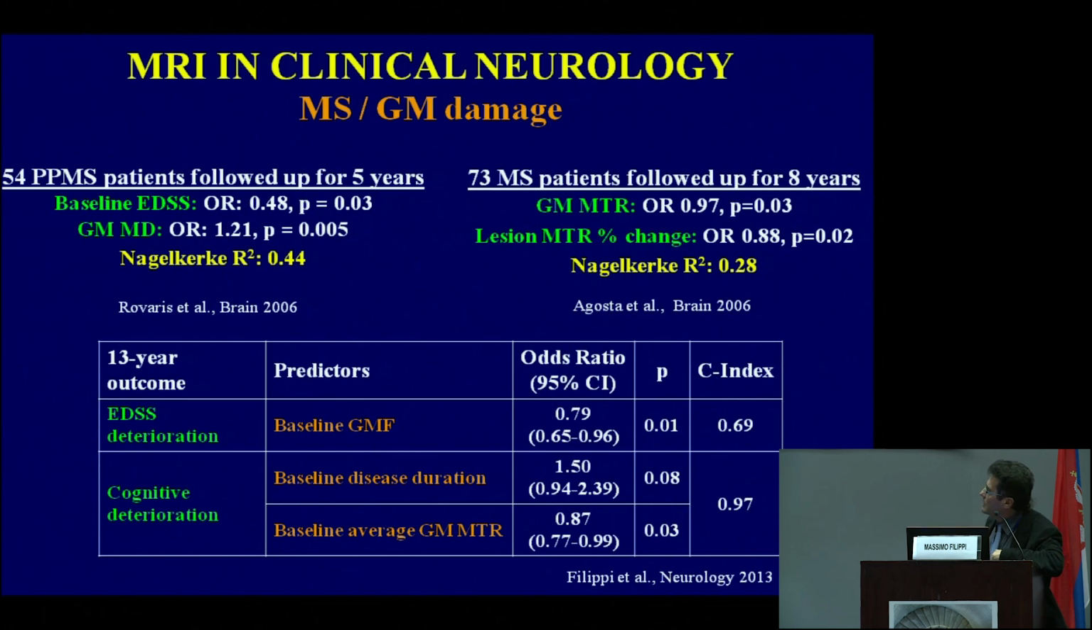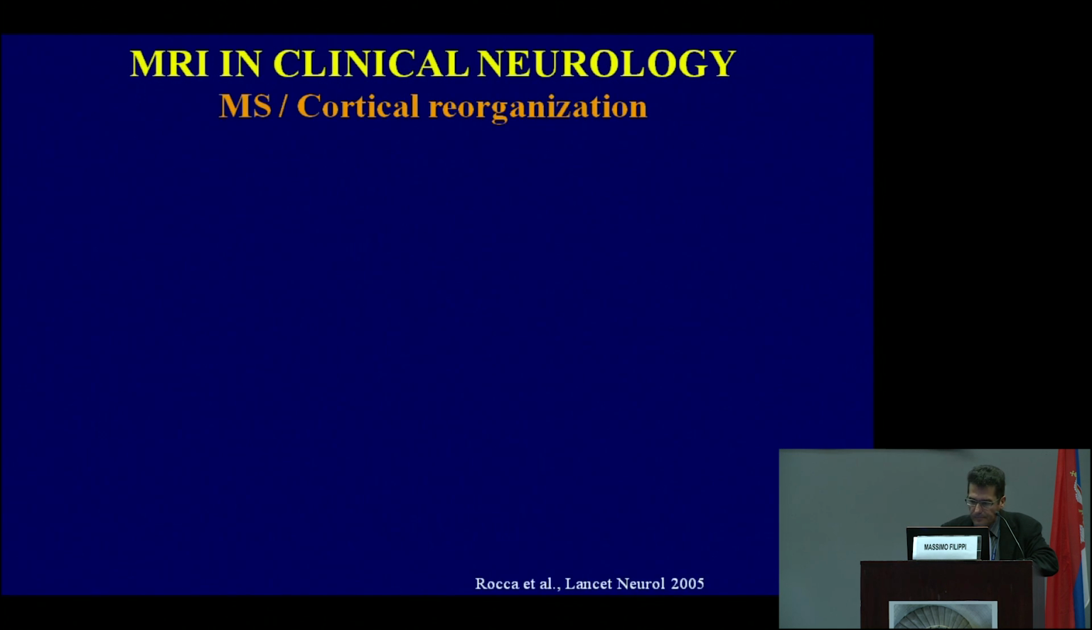And if you move on to cognitive degeneration, the situation is even better, because the combination of gray matter damage with the baseline disease duration was able to classify correctly progressors from non-progressors in 97% of the cases. So almost all patients were correctly classified 13 years in advance.